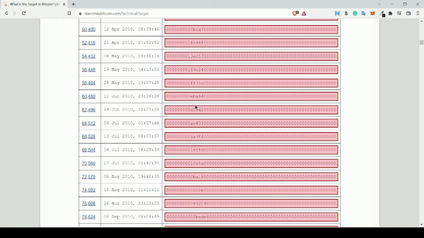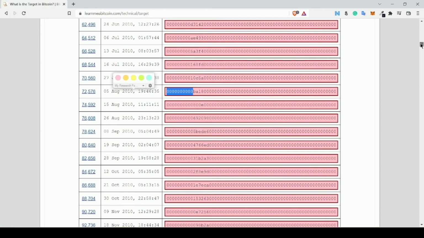Okay, so I think from around this point of time the number of zeros are changing. Yeah, at this point of time I think the number of zeros are also changing, meaning now the target is much harder, right? So earlier it was decreasing, like it was a little bit harder, a little bit harder, but now since the number of zeros are increasing, the target is much harder at this point of time.